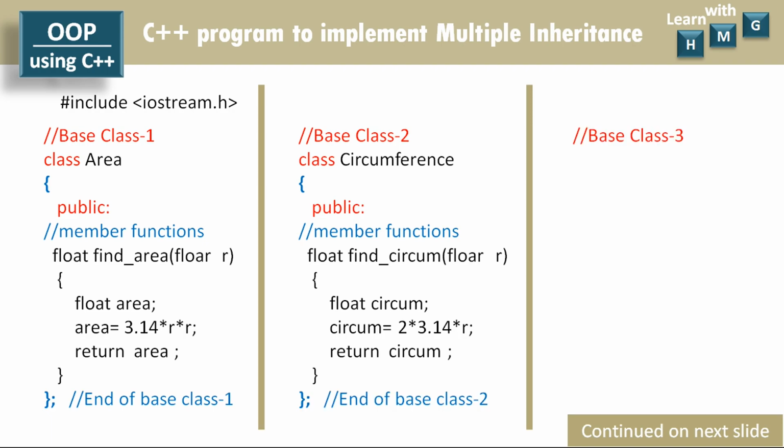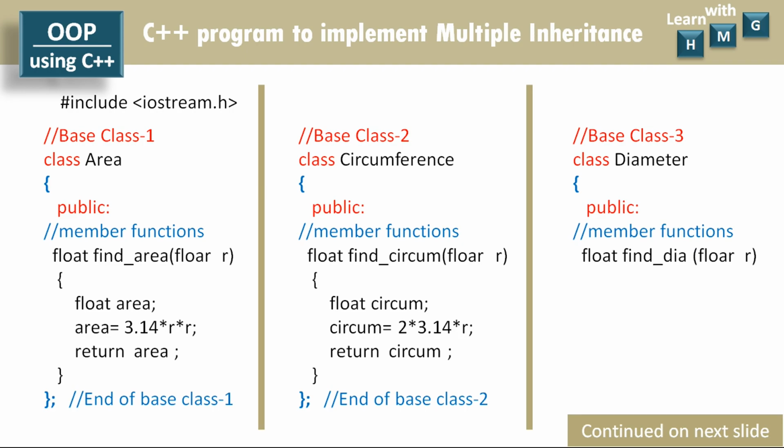Then let us define base class number 3, that is diameter. In the diameter also data member is not there. In the public section, member function, that is find dia, is defined here, which is calculating the diameter of a circle using radius r. So local variable dia will be required to declare, and let us calculate this dia, that is diameter of circle, using 2 into r, twice radius, and return it. So in this way the find dia function accepts the r as a radius of a circle and returns dia as a diameter of a circle.